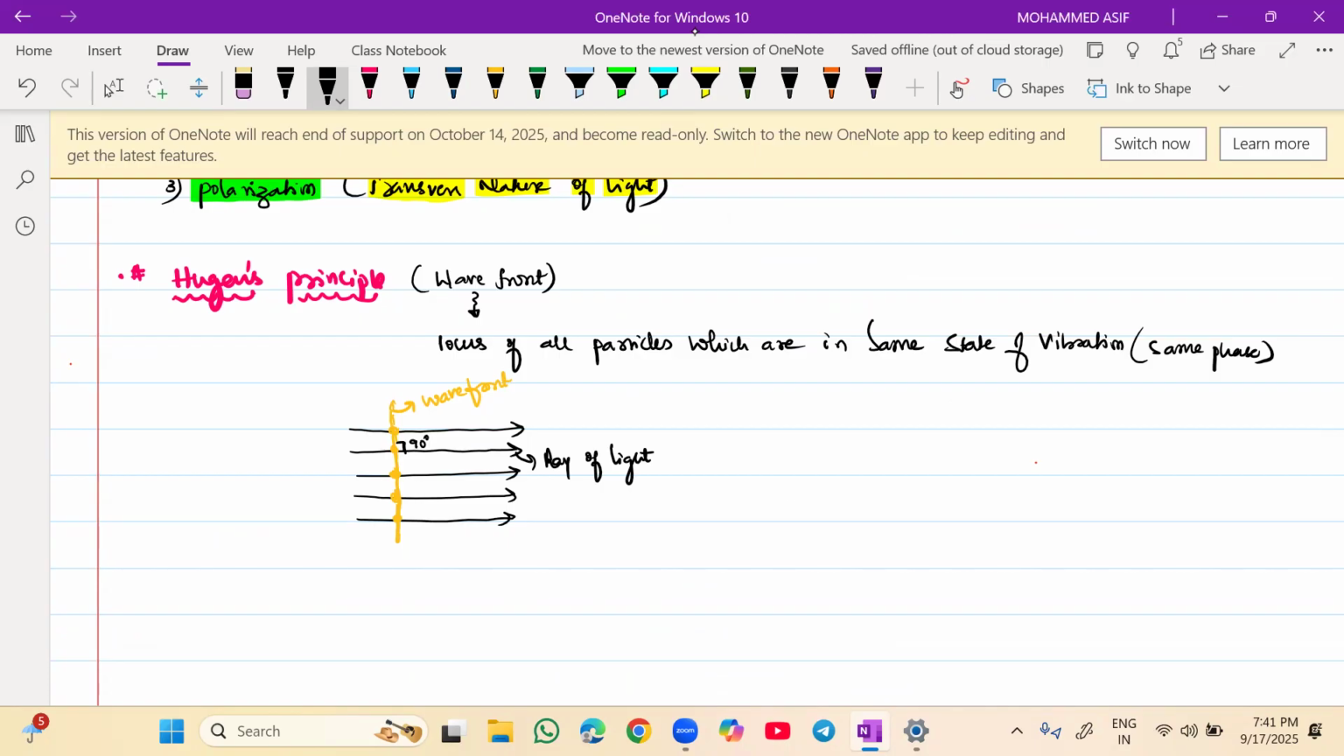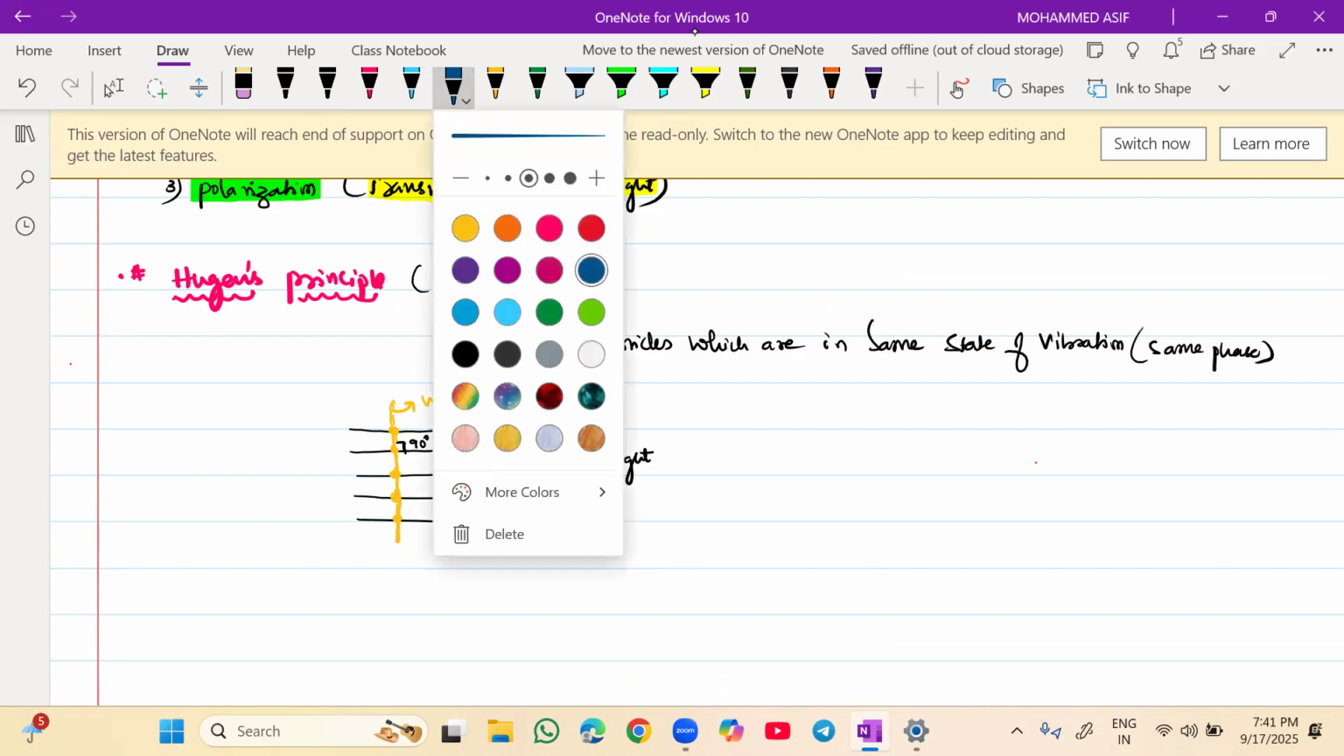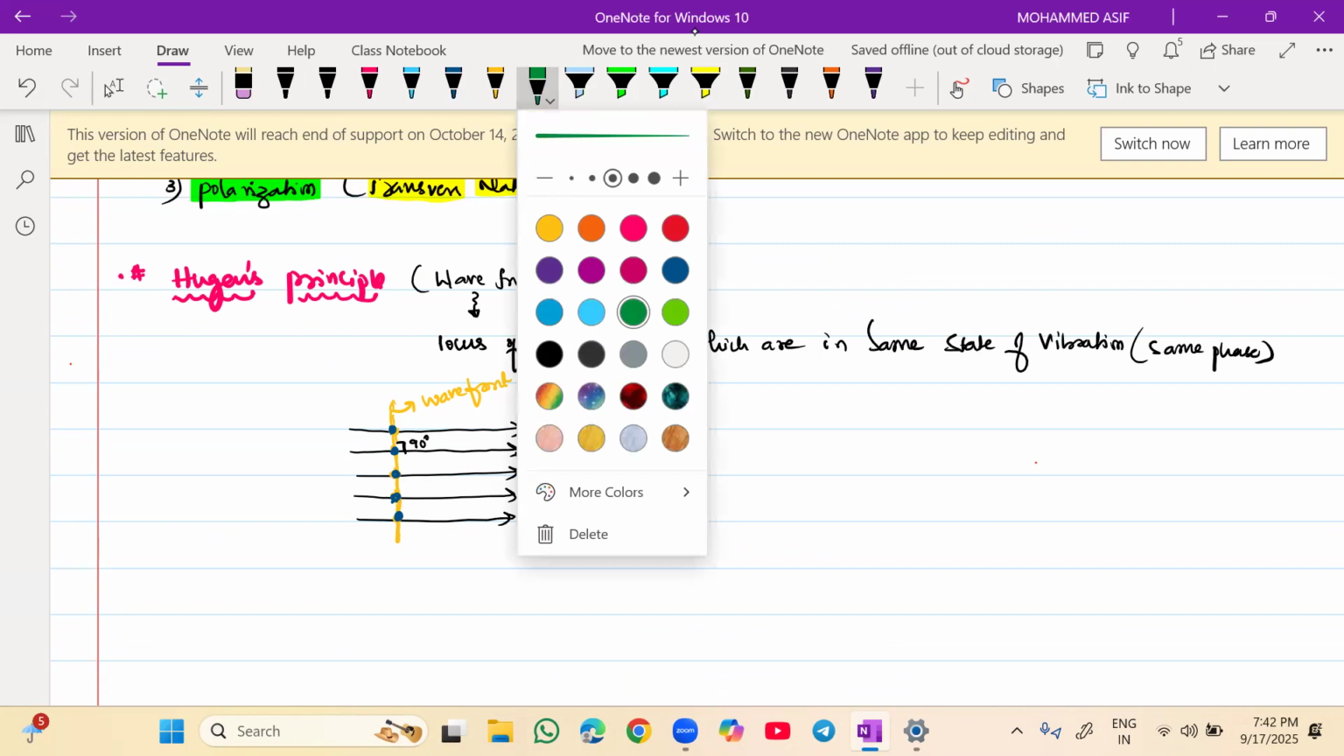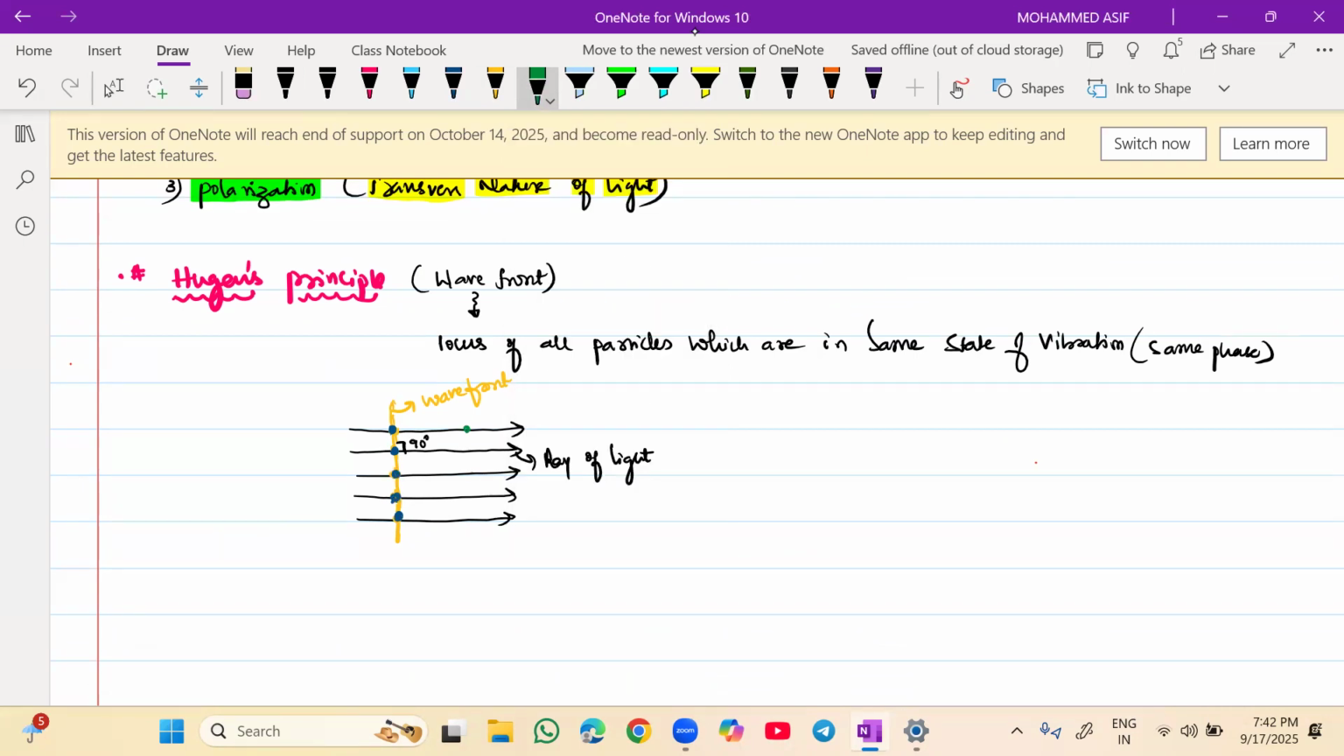So the locus of all the points. What are the locus in this? Can you tell me, beta? This one point, this one point, this one point, this one point. All of them, if I attach them, that line is called your wavefront. Even if I take one point here, one point here, one point here, and attach all of them by a straight line, that will be called your wavefront.